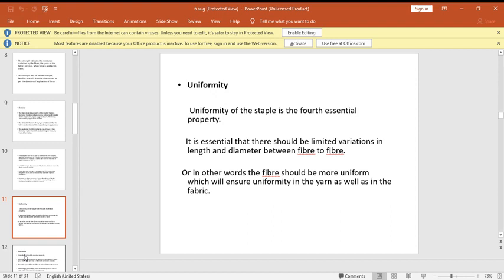Then uniformity. Uniformity of the staple is the fourth essential property. It is essential that there should be limited variations in length and diameter from fiber to fiber. In other words, the fiber should be more uniform, which will ensure uniformity in the yarn as well as in the fabric.